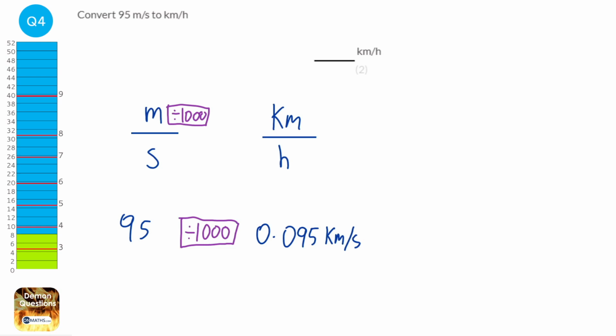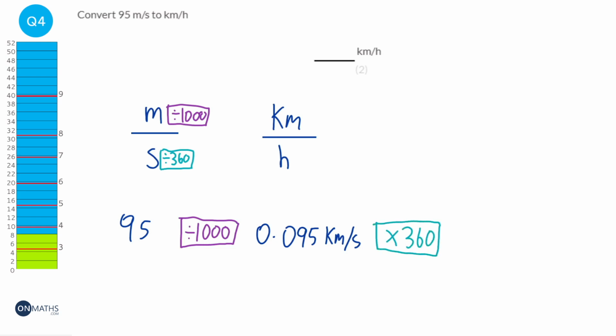So to convert seconds to hours, we divide by 60 and then divide by 60. So we divide it by 3600. Seems simple enough. But the seconds are at the bottom of a fraction, and when you divide the bottom of a fraction by something, you actually times the whole fraction by that thing. So we're going to times the whole fraction by 3600. And so we do 0.095 times 3600, and you get the answer of 342 kilometers per hour. So our answer is 342 kilometers per hour.